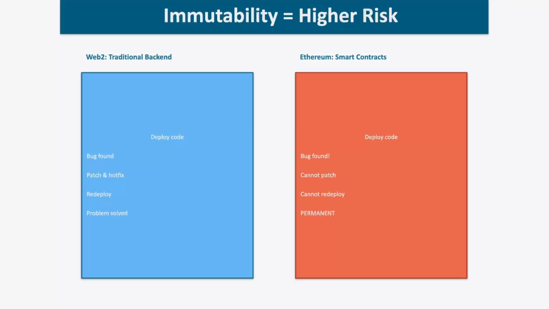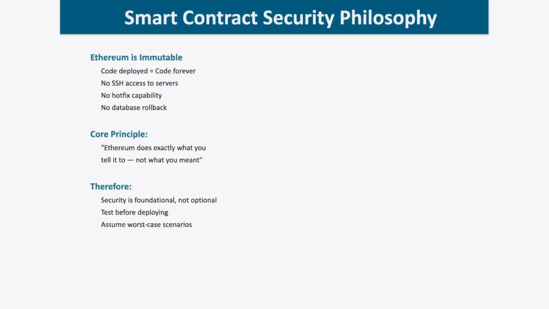In Web 2, bugs are recoverable. In Ethereum, bugs are permanent. This is why security is not optional. It's foundational. Because code is immutable, you need a different mindset about security. On Ethereum, code deployed is code forever. No SSH access to servers, no hotfix capability, no database rollback, and no undo button. Everything is permanent.